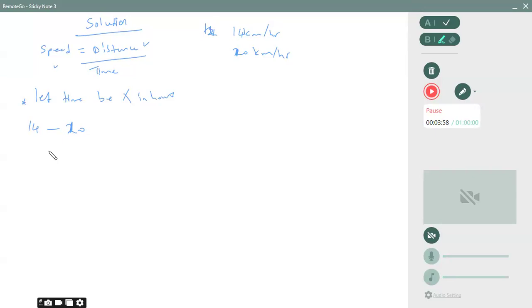So, he traveled that. Meaning, okay, just a minute. Let me first confirm something. So 14 kilometers per hour. Let me first switch off some people here. Okay.